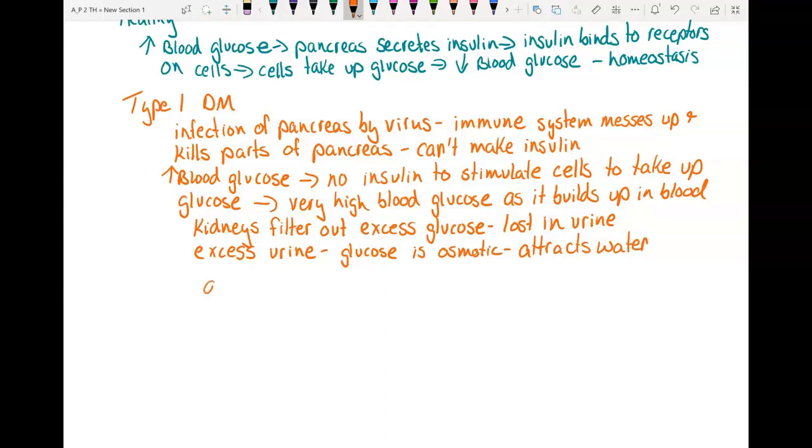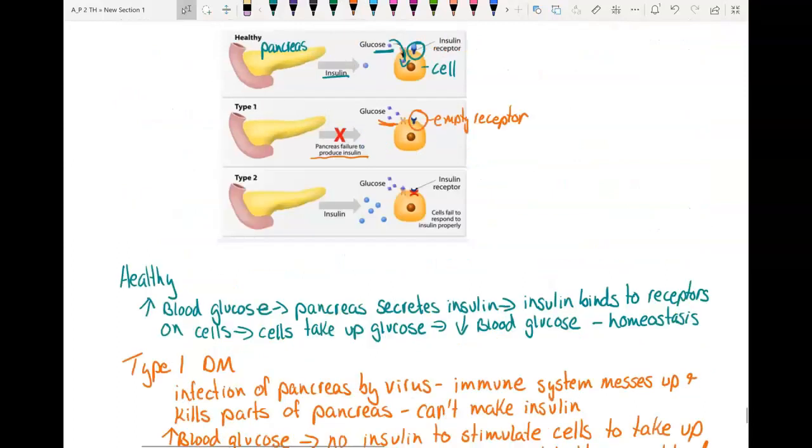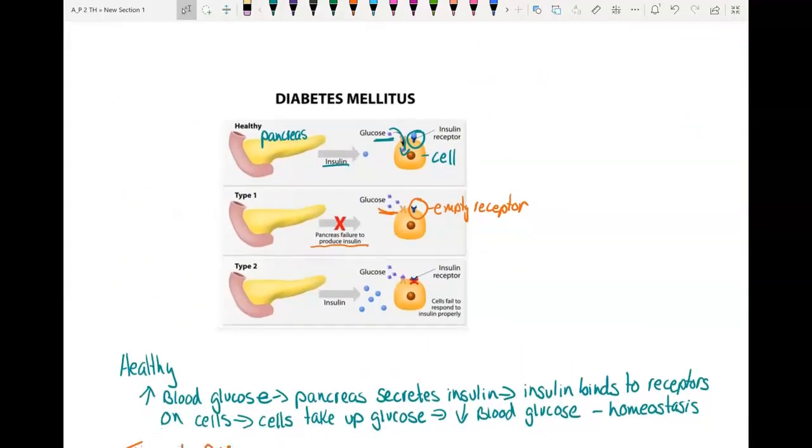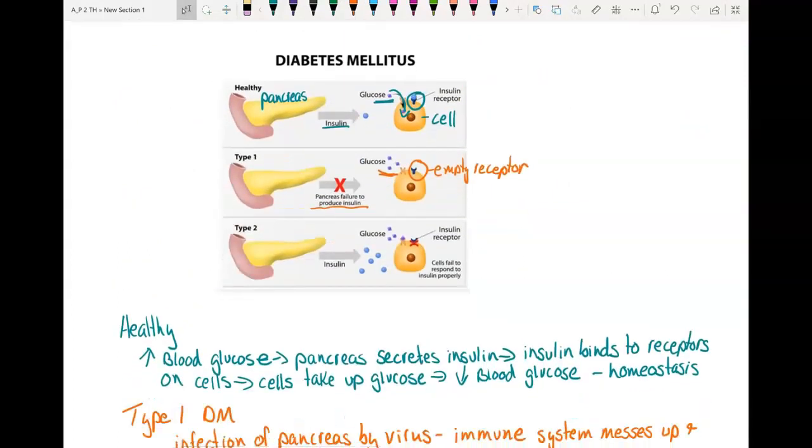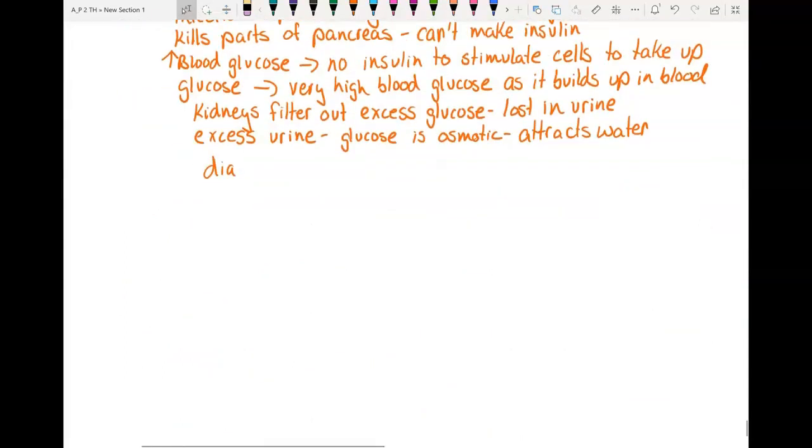And the actual name here, diabetes mellitus, what this actually means, diabetes is excess urine. And that's because the glucose is osmotic and attracts water. And mellitus means honey. The urine of a diabetic tastes sweet like honey.